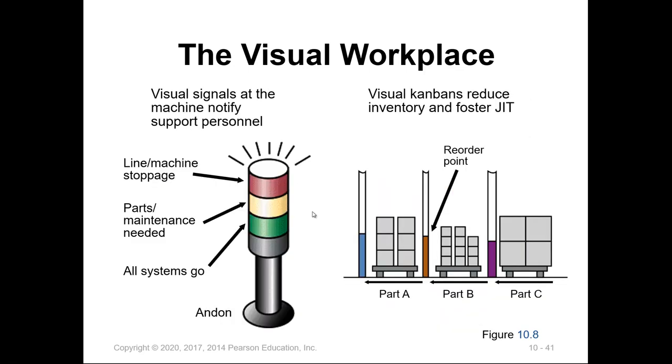Other visual signals can be put at the machine to notify support personnel of a machine stoppage by lighting red, or if maintenance is needed by lighting yellow, or if all is good by lighting green. Visual and colored indicators can also be used in inventory control and define the threshold of reordering based on the number of units available in the inventory system.